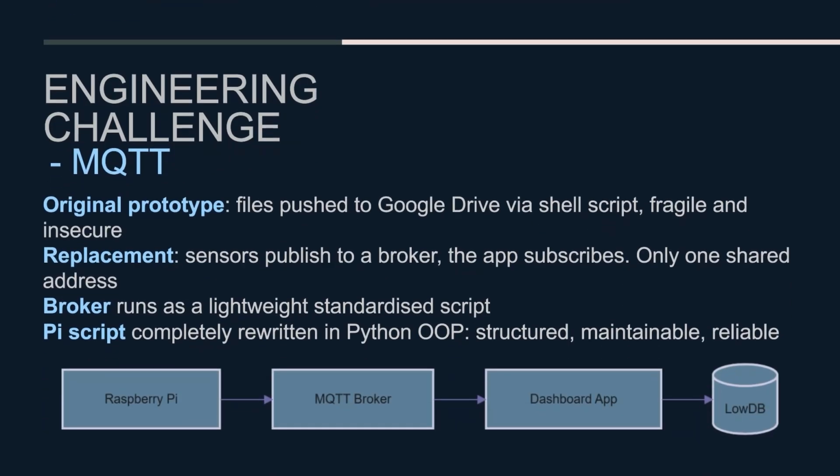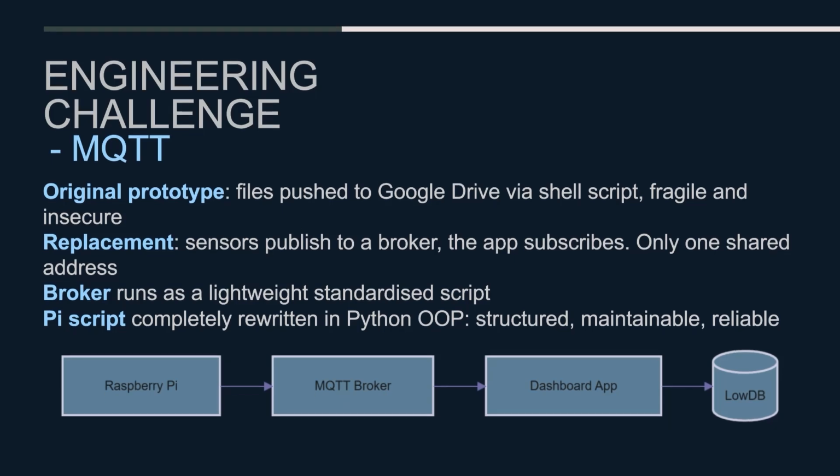The old system used scripts to push data to Google Drive, which is not a scalable solution. We used MQTT, which is the industry standard for this kind of network. MQTT also doesn't require internet access, as it works over TCP/IP. It also allows new sensors to be added trivially. We rewrote the PyScripts and tested on the actual hardware and verified end-to-end connectivity.